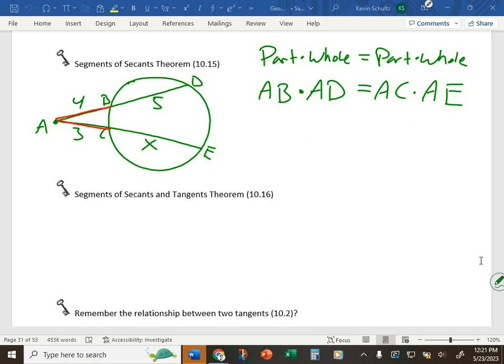It can be a decimal. Why would you get a decimal? Are you thinking 3 times what number makes 20? That's the common mistake. It's not part times part, it's part times whole. AB is 4, but the whole secant is 9. Don't fall in the trap of part times part. It's part times the whole thing.